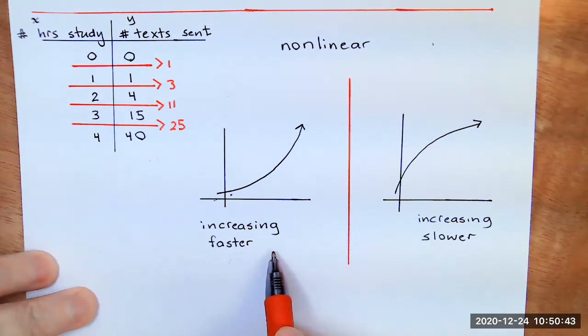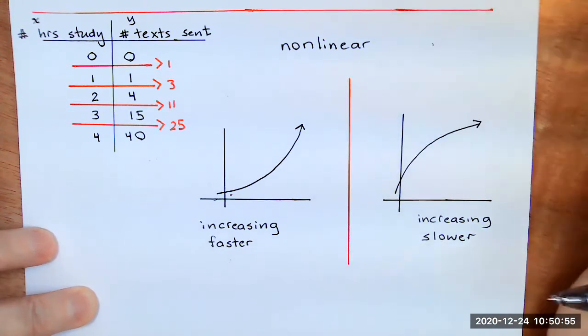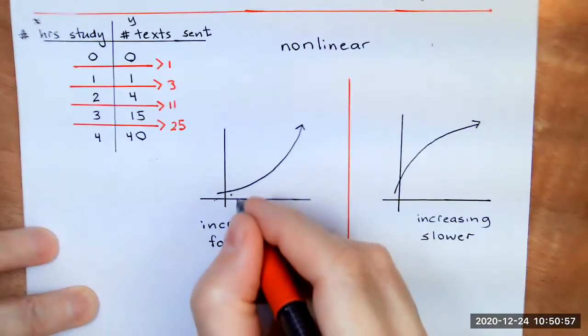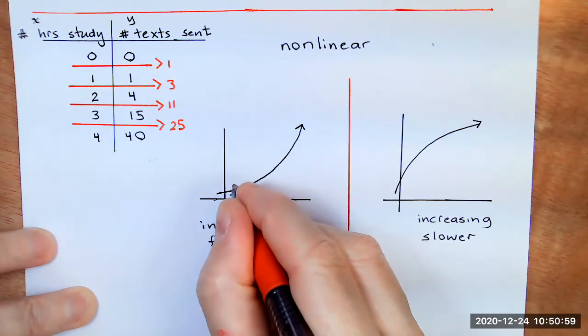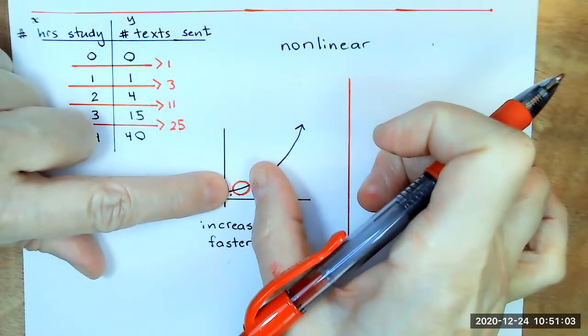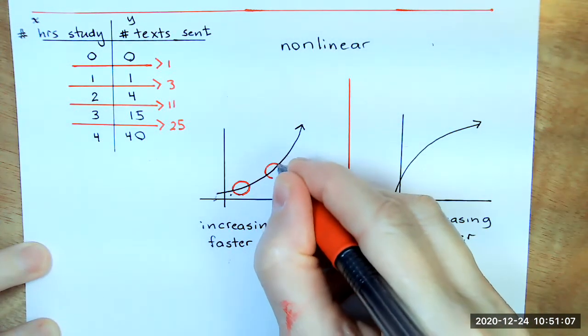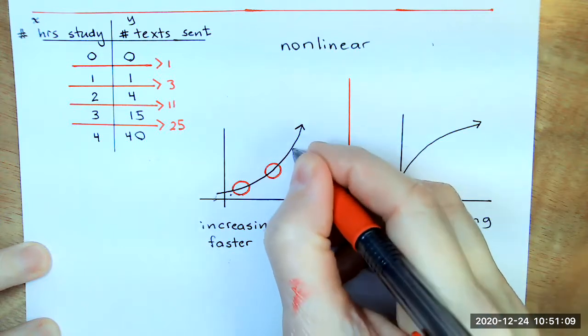So what does that mean, increasing faster? One of the main ideas that we're going to look at in calculus is the slope of a function that is non-linear. And what you can do is, if you look at a small enough portion of the function, it looks linear. So you can examine the slope of this function at different points.